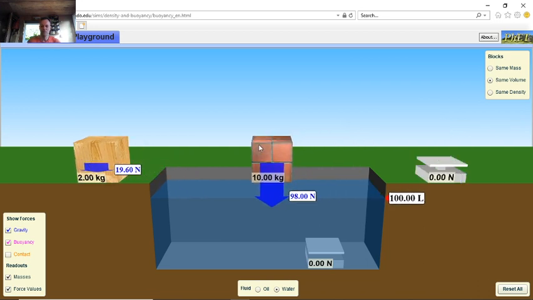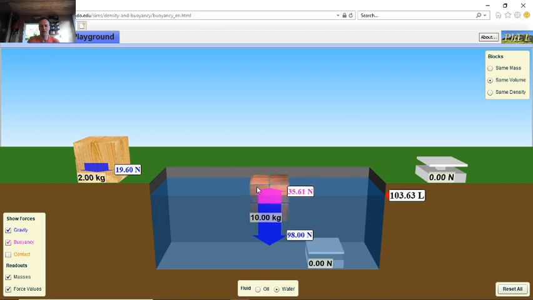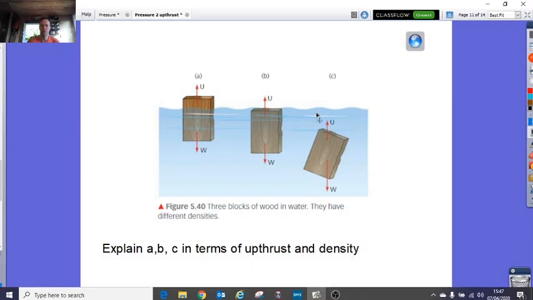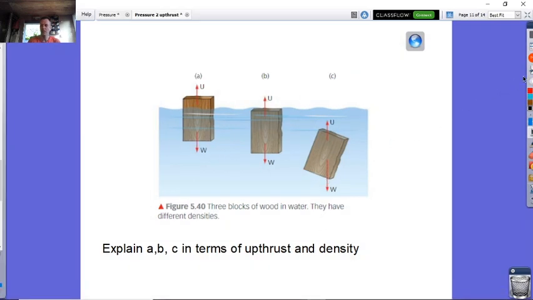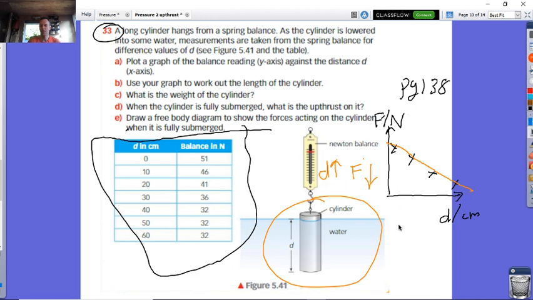This one, well, as it goes deeper and deeper, it creates more and more upthrust because the upthrust increases, but it can't ever reach 98 newtons, therefore it just sinks. And getting back to my wonderful simulation here, diagram even, you can see here the force against distance. As the depth goes down, this force decreases.